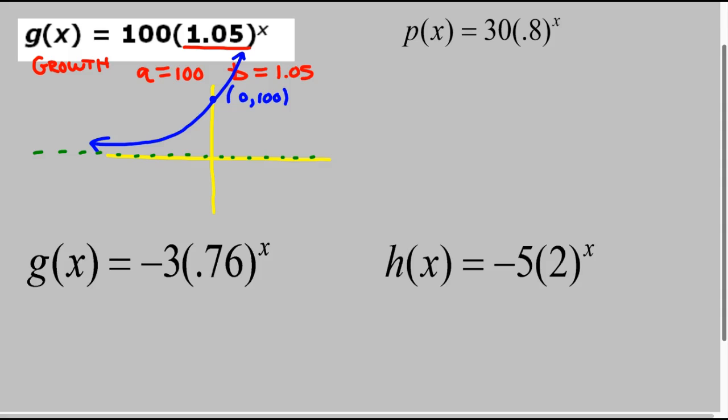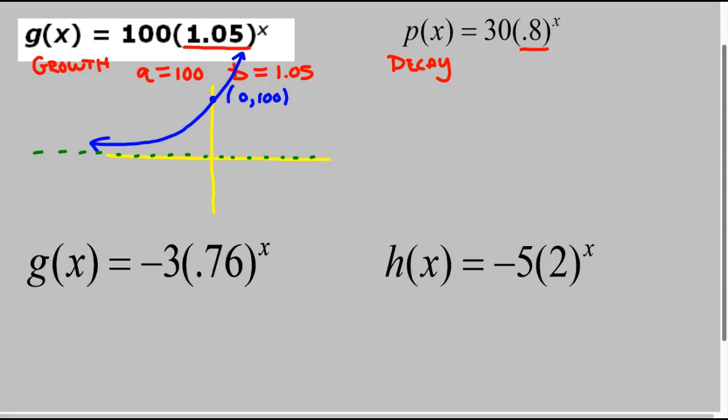Okay, the next one is going to be growth or decay. This one's going to be decay because the B value is going to be between 0 and 1. So think about this as like, oh, it's 80% each time. You take 80%, right? So it's whatever you had after a year, it's 80% of that. Whatever you have after a year, it's 80% of that, and 80% of that, 80% of that, and it just keeps going down and down and down.